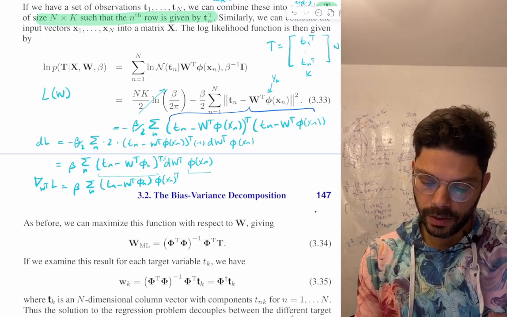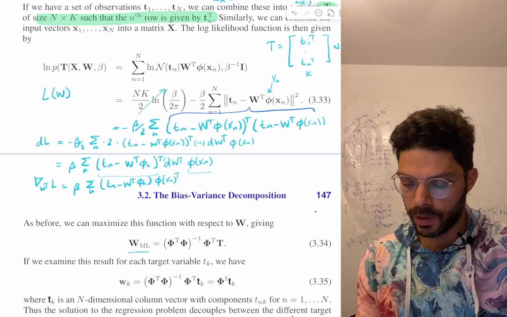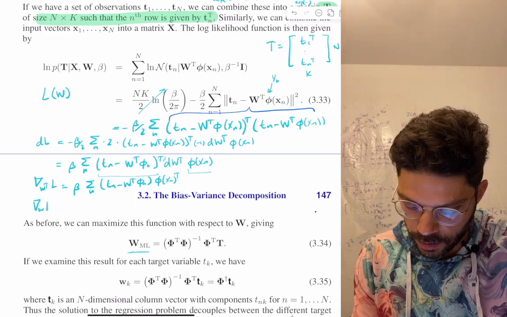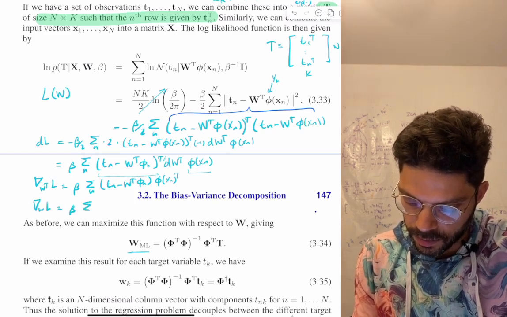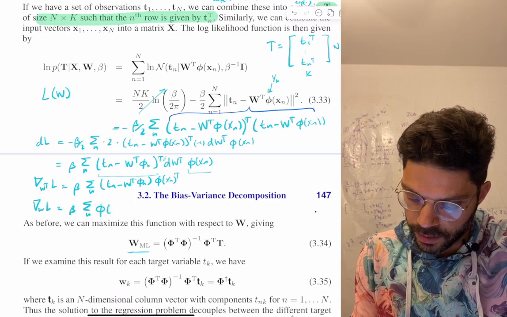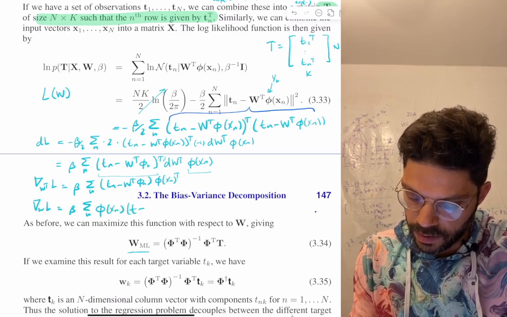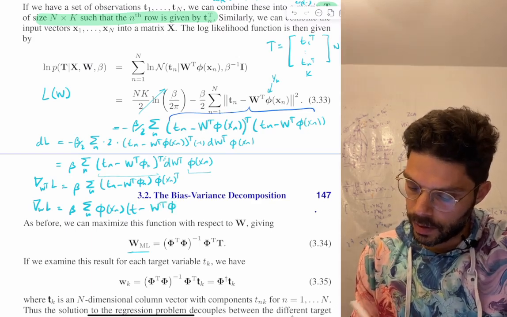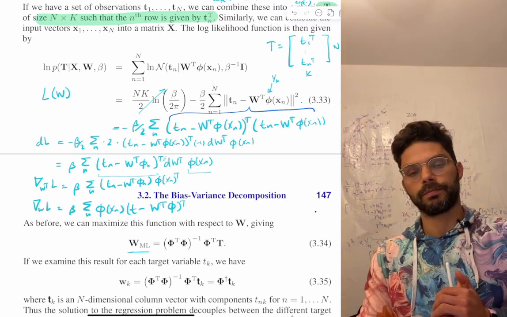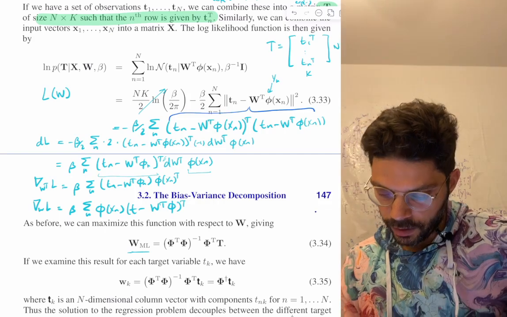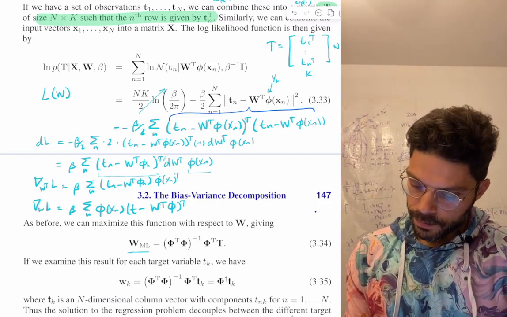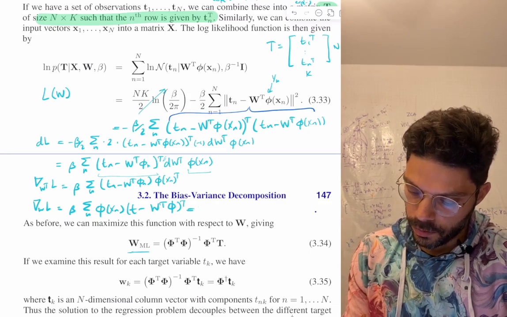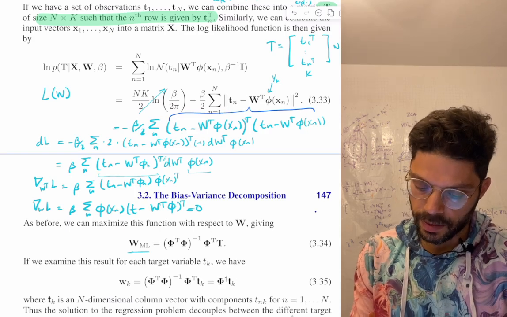So that is pretty good. We're going to want the gradient with respect to w, not w transpose, so let's just transpose this thing again. So then this is going to be beta times the sum over n of phi(xn) times (tn minus w transpose phi(xn)), transposed. Very good. And now we just set this to 0. And the beta disappears.